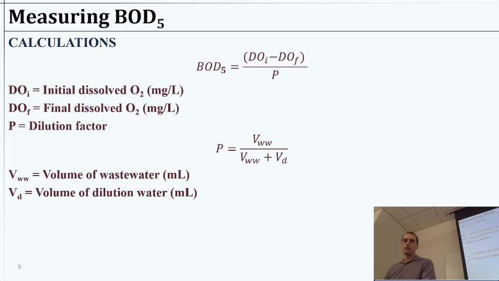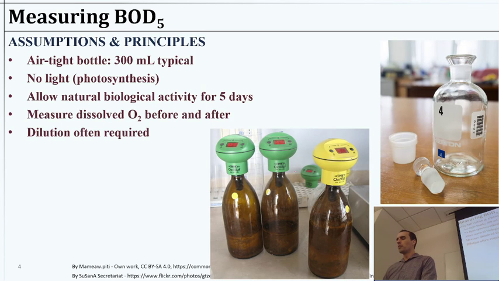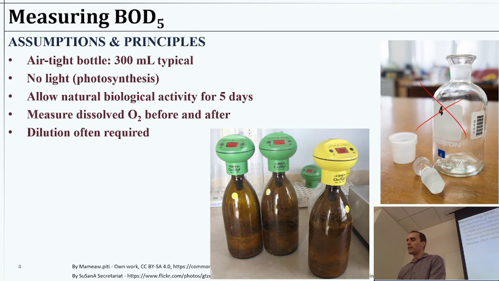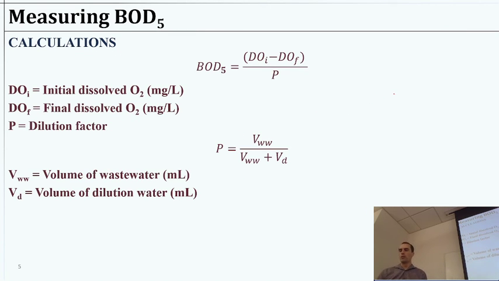It's pretty standard to use these 300 milliliter bottles. So this one would not be used. It's a culture bottle, about the same size, but we wouldn't use it because it's not dark, right? You'd have to put foil on it or something. But these bottles are typically about 300 milliliters, and so almost all what we do is we're going to be using a dilution factor that's some amount of wastewater in 300 milliliters total. So P is essentially that volume of wastewater divided by the volume total.